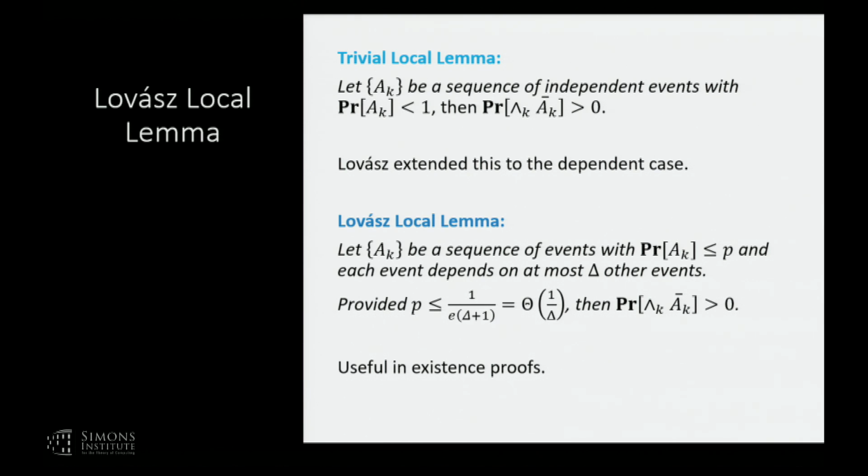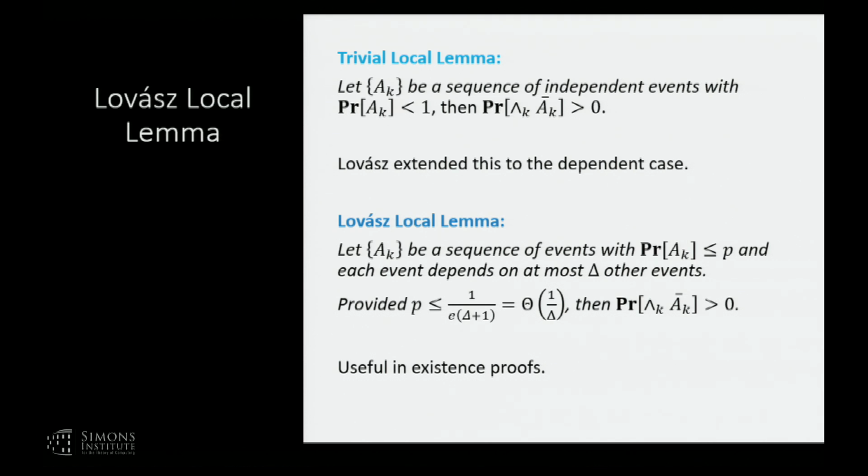So the Lovász local lemma says that we have some sequence of events, each occurring with probability less than p, and each event depends on at most delta other events. Provided p is bounded by this thing which goes roughly like 1 over delta, then the probability of none of the events occurring is greater than 0.